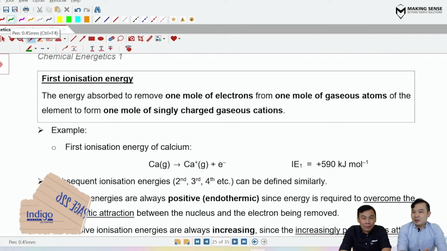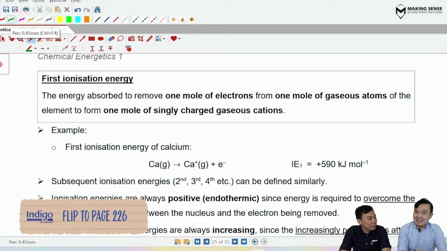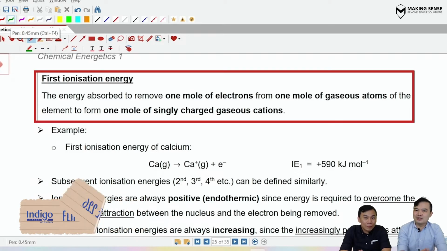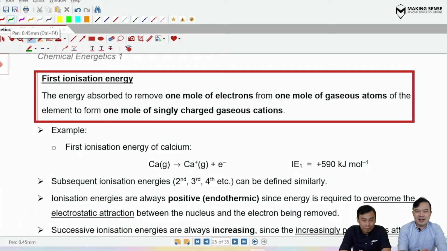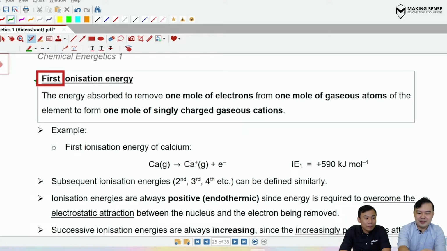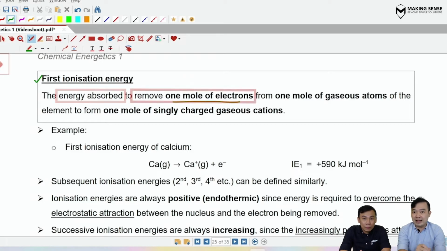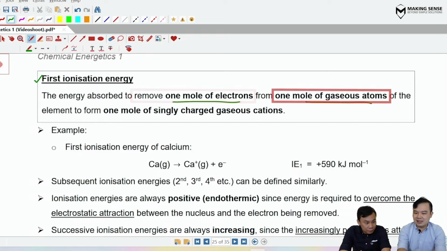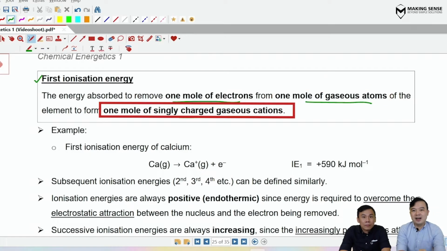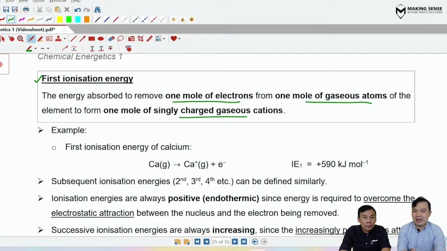Now, the second enthalpy change we're going to look at for the Born-Haber cycle is the ionization energy. This one shouldn't come as a surprise to you because you have learned this in atomic structure, right? But just to recap, the first ionization energy is the energy absorbed when you remove one mole of electrons from one mole of gaseous atoms to form singly charged gaseous cations, right? A very mouthful, but we'll use an example.